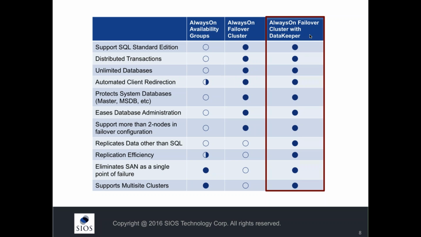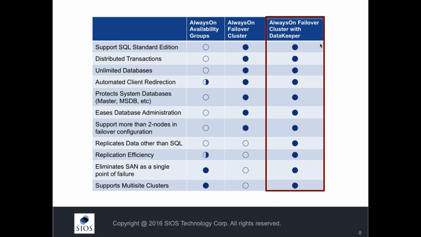So if you want full instance level protection, you're managing 1 instance of SQL Server as opposed to 2 instances with database replication, a failover cluster instance is going to work better for you here. That leads to the next point, which is easing database administration. Again, with a failover cluster instance with DataKeeper, you have 1 highly available instance of SQL Server as opposed to 2 standalone instances that are doing database level replication here. So there are half the number of SQL instances running and that you need to manage out there.